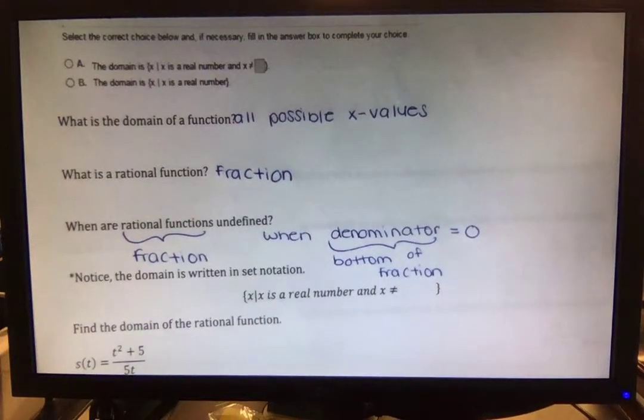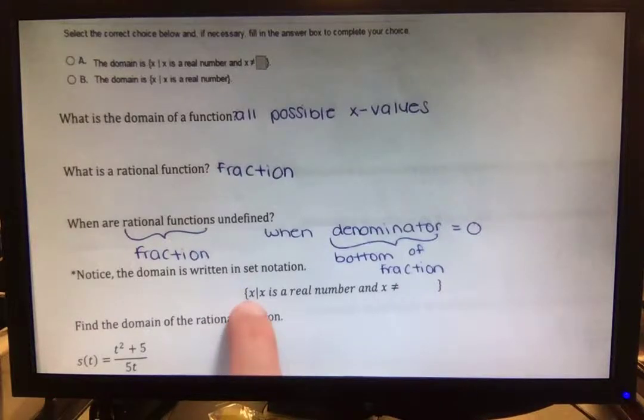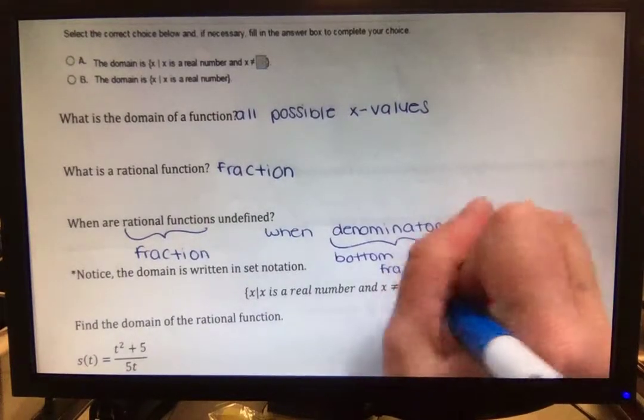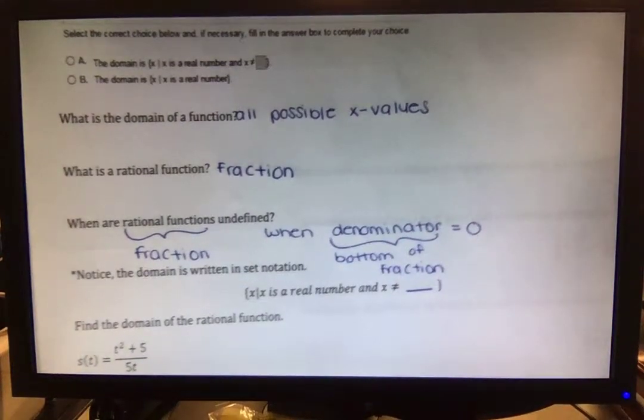So notice that the domain in these problems is written in set notation. Set notation is the set of x with our squiggly brackets, such that x is a real number and x cannot equal whatever. They will have this template for you in MyMathLab. All you have to do is fill in the blank.